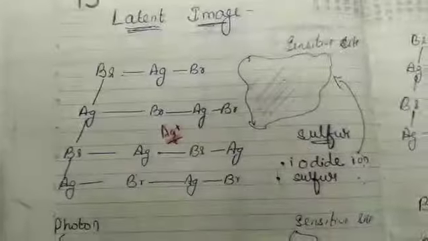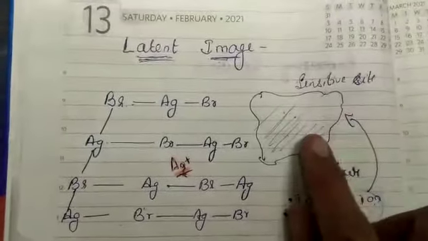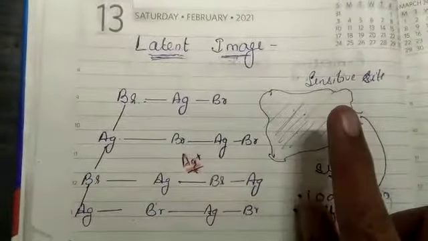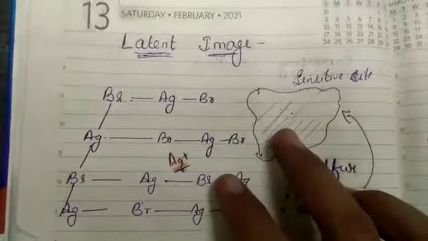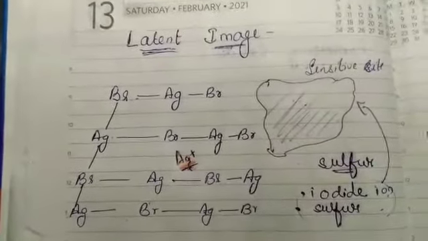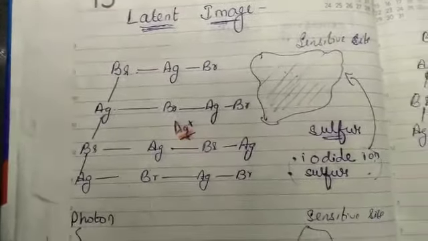So there are many sensitive sites. I have made only one in this diagram, but it doesn't mean there is only one. There are many sensitive sites in a film emulsion. Now what happens when this film emulsion is exposed to an X-ray photon?